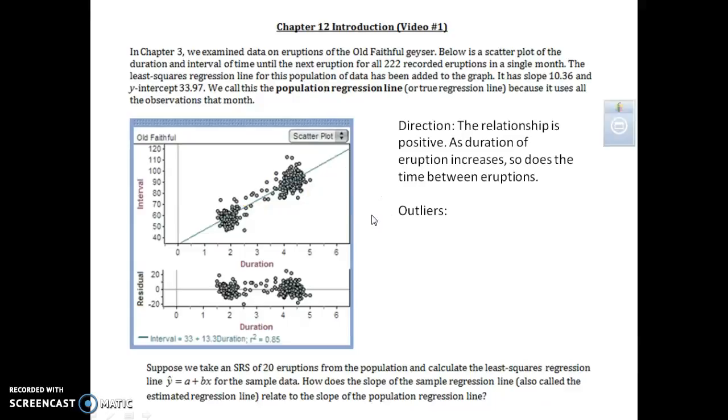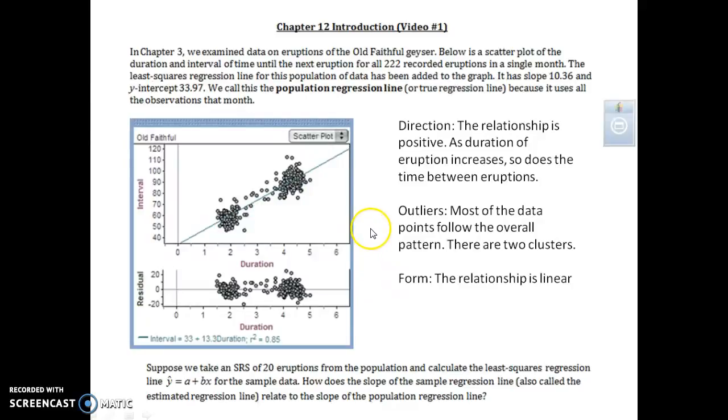The next thing is outliers. There really don't appear to be any outliers unless these two up here might be a little unusual. There's a little blip here or there, but overall most of the data falls in that overall linear pattern. And the other thing that you might want to comment on is there are two clusters in the data, but they still follow the same pattern. Form: the relationship is linear, and it appears to be fairly strong.